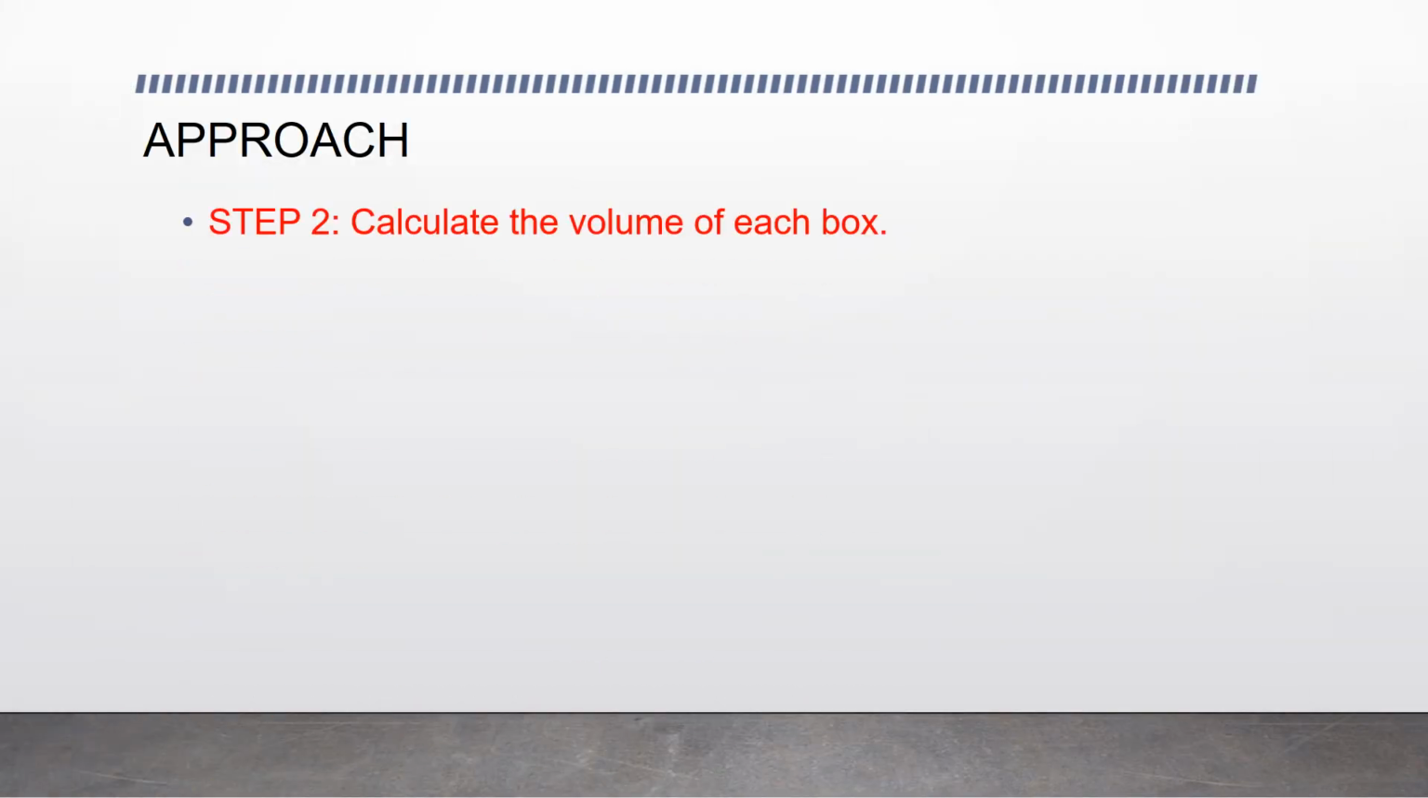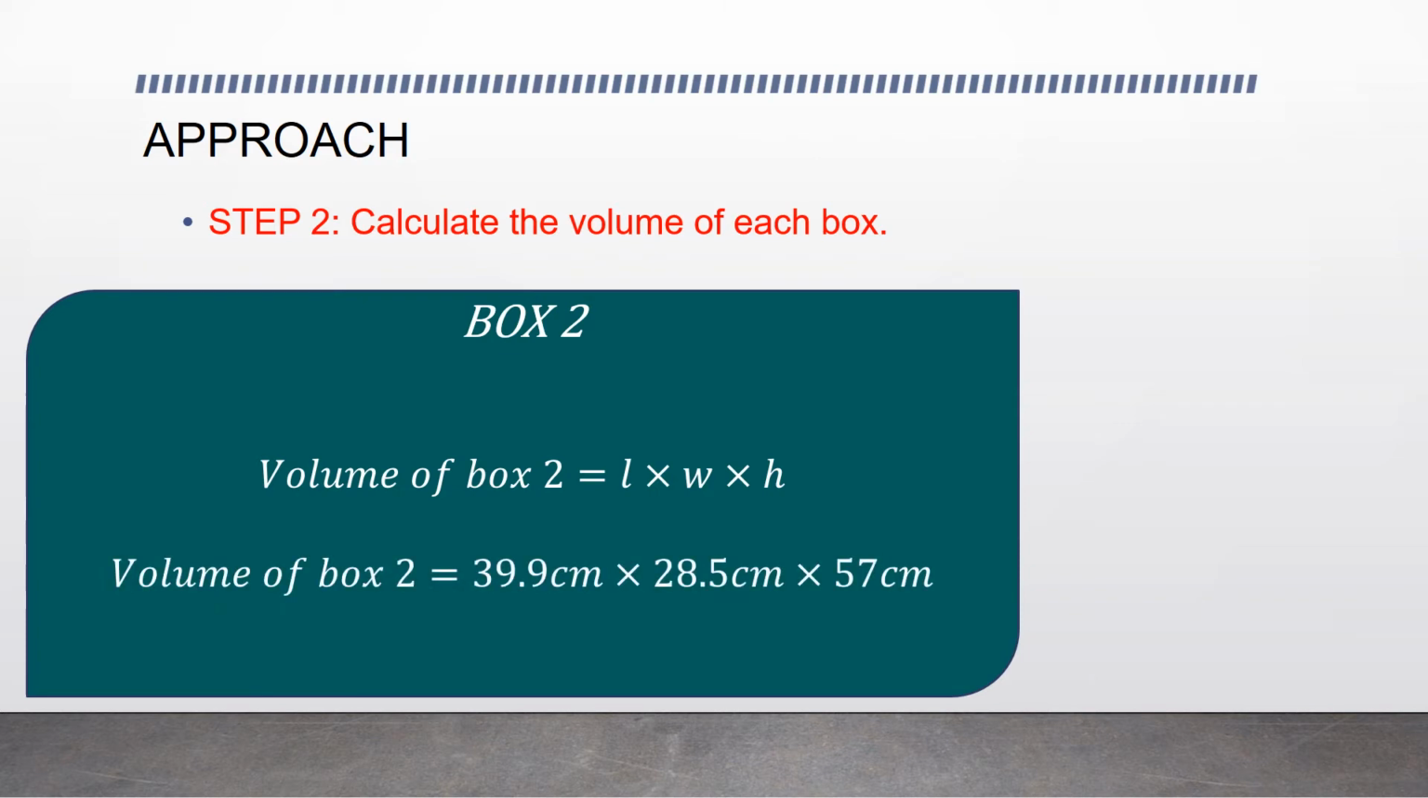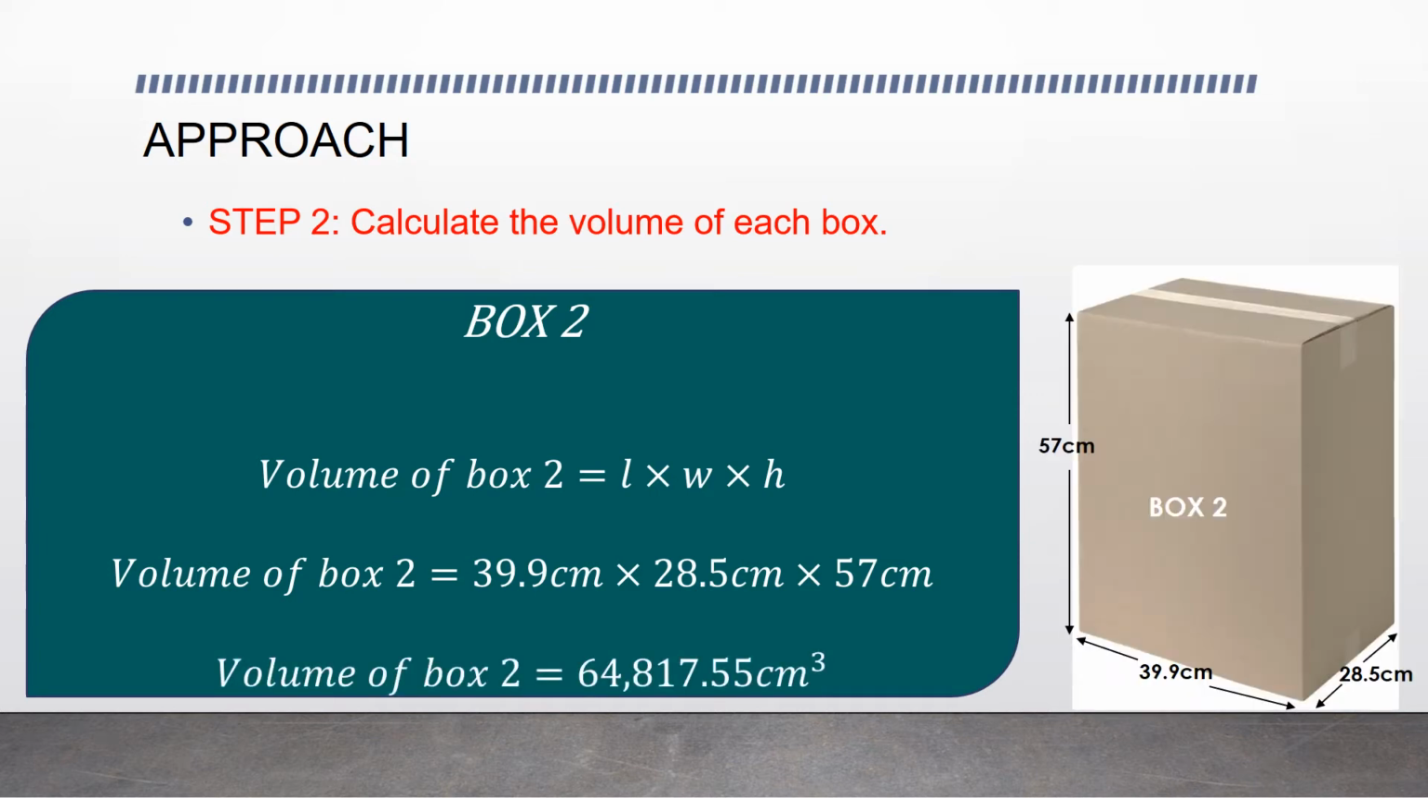Still at step 2, we need to now find the volume of box 2. Volume of box 2 would be length times width times height. Of course, the dimensions of box 2 are 39.9 centimeters, 28.5 centimeters, and 57 centimeters. When we multiply those 3 numbers, we get the volume of box 2 to be 64,817.55 cubic centimeters.